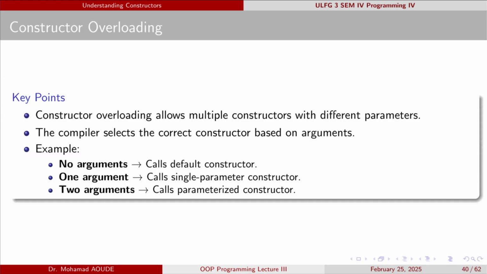Constructor overloading means creating multiple constructors with different signatures. C# automatically picks the correct constructor based on the number and types of arguments you pass. No arguments, default constructor; one argument, one-parameter constructor; two arguments, two-parameter constructor. This illustrates the key programming principle of polymorphism. The same function name behaves differently depending on the inputs.